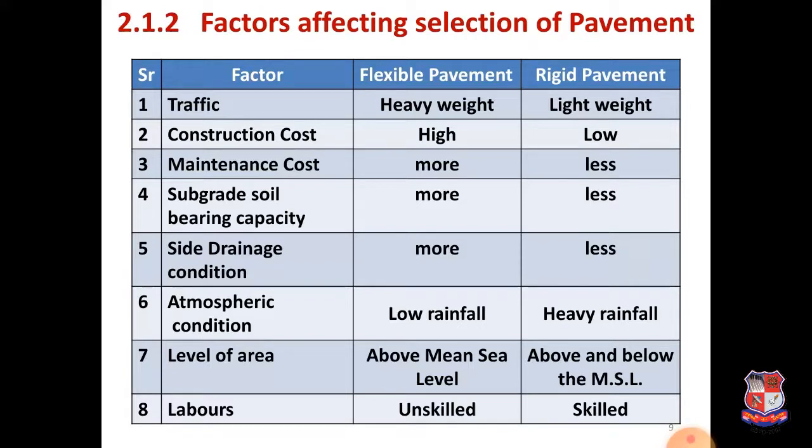Sixth factor is atmospheric condition. When atmospheric condition is with low rainfall, we select flexible pavement, and when atmospheric condition is with heavy rainfall, we select rigid pavement. Flexible pavement is affected due to rainwater if it penetrates into the layers of flexible pavement.